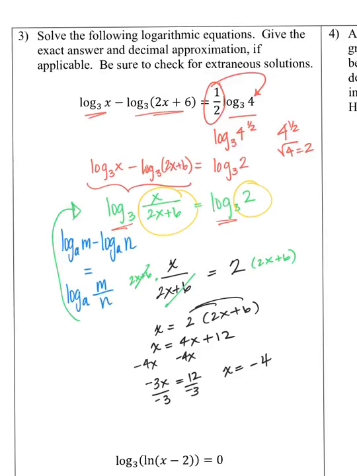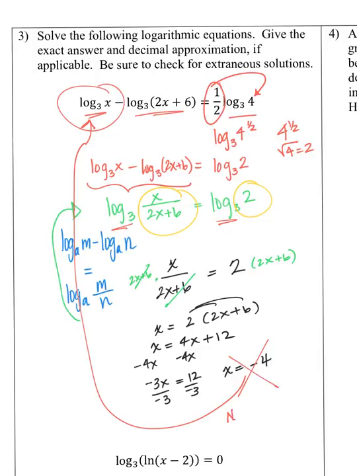Now before I box that, again I want to check for those extraneous solutions. So looking at negative 4, it's not going to work. If I go back to my original and stick a negative 4 in there, I'll be taking the log of a negative number. So that means that there will be no solution here.